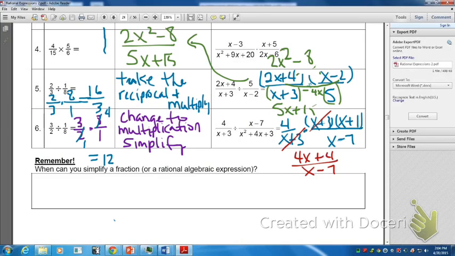Okay? So those are 6 different scenarios that you will see when you multiply and divide your rationals. So let's do a little summation. Remember, when can you simplify a fraction or an algebraic expression? When do we simplify? When we have a common factor in numerator and denominator, right? So we could say, when can we simplify? When we have a common factor.